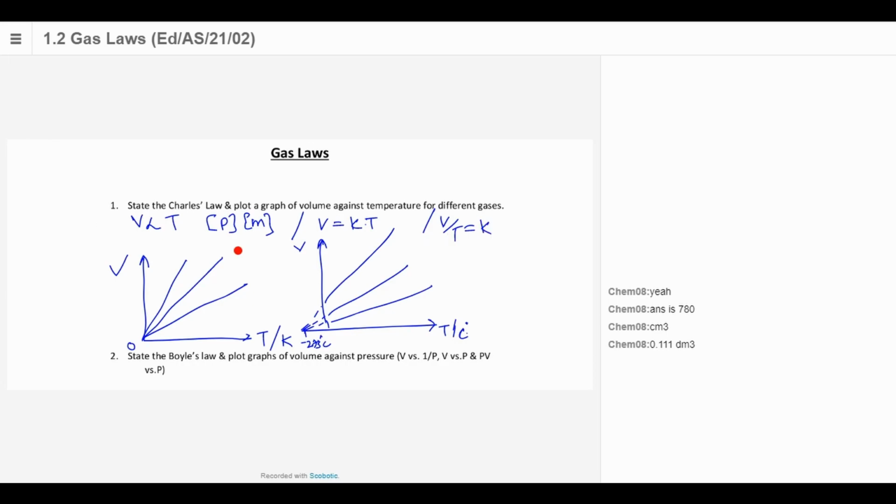Right, so you can copy this. Volume is directly proportional to the temperature at constant pressure and constant mass. Or we can say volume is equal to a constant times temperature, because you can get rid of the proportional sign and introduce a proportionality constant. Therefore, V over T will always be a constant. This is a straight line. Please copy this.